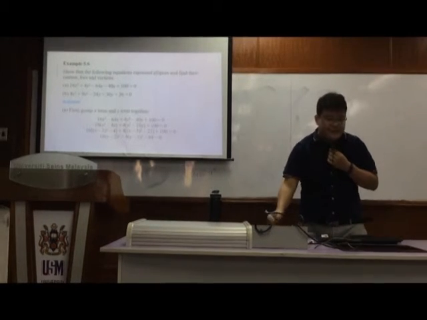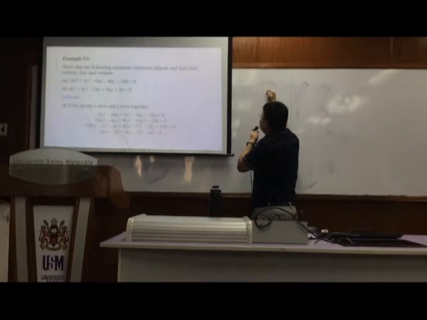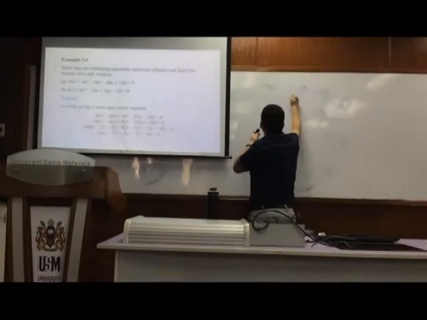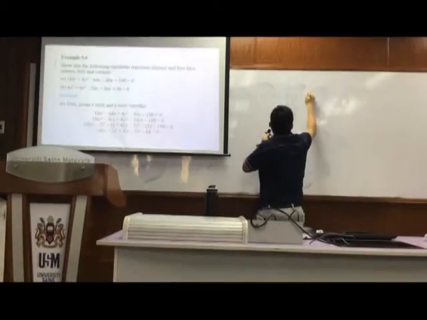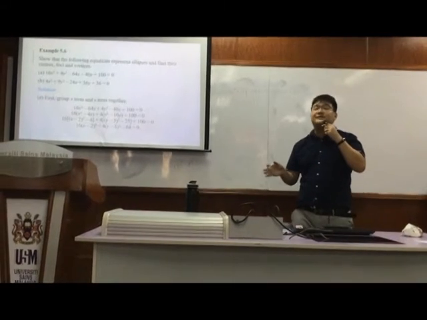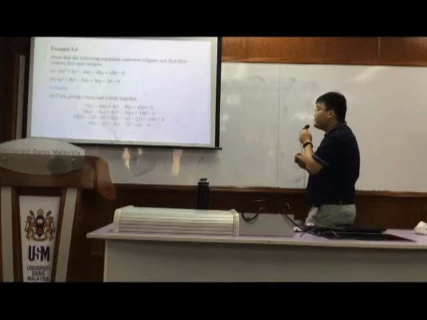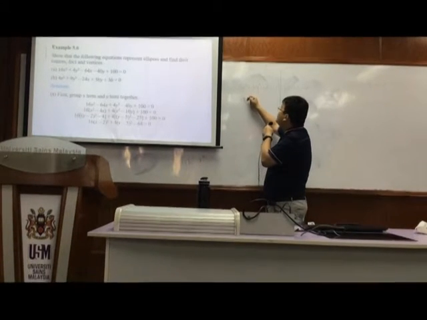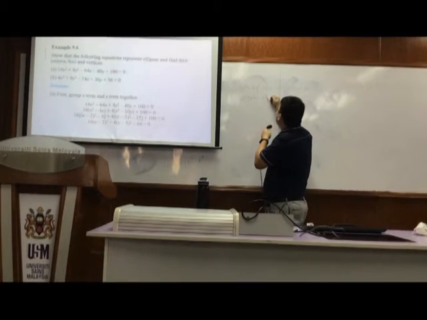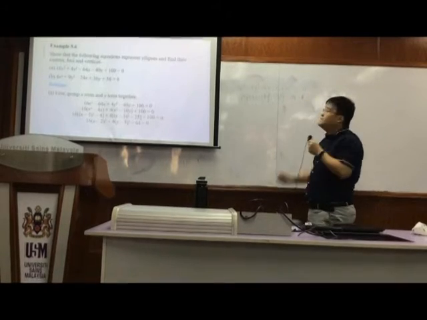So first one we have the equation 16x squared plus 4y squared minus 64x minus 40y plus 100 equals 0. This is also the same method as just now from the circle, right? First thing, we group all the x terms together: 16x squared minus 64x plus 4y squared minus 40y plus 100 equals 0.